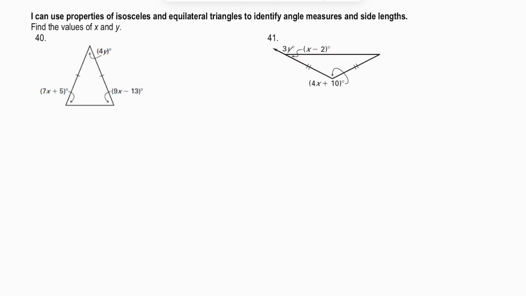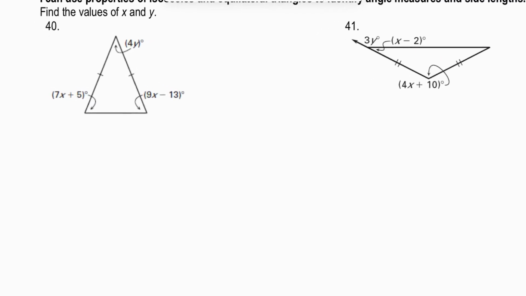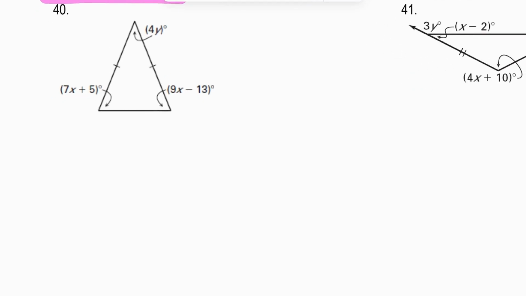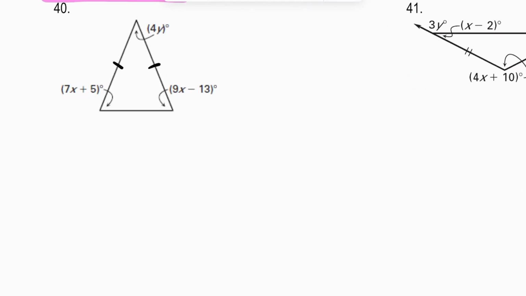This video will go over questions 40 through 44 for our Unit 4 review. We are trying to find the values of x and y. Looking at 40, we have an isosceles triangle because of the tick marks. So that means our base angles are going to be congruent because of the base angles theorem. So they're both x, so we can set them equal to each other to solve for x. So we get 2x equals 18 and x equals 9.